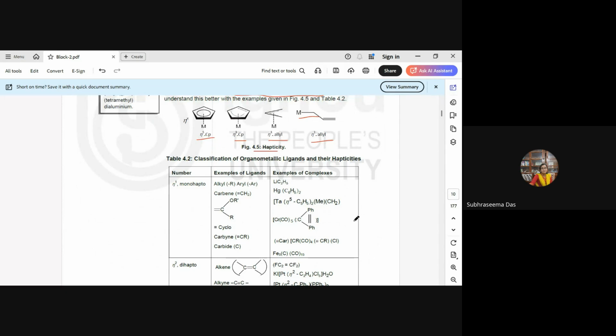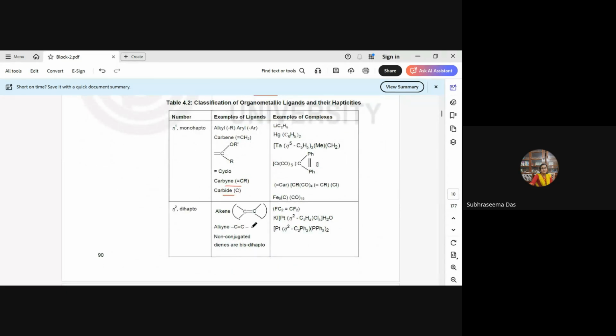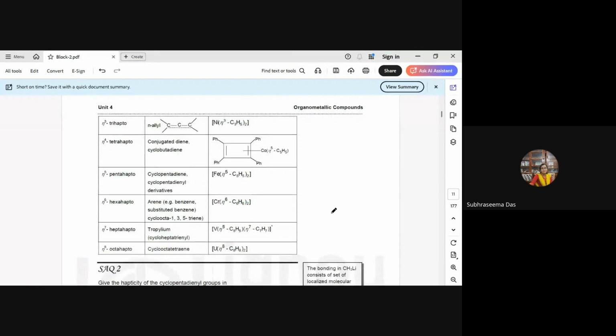So coming to classification of organometallic ligands and their hapticities. When we have monohapto, the examples are carbyne or carbide, carbene, alkyl, aryl. The complexes with the examples have been shown here. Then for dihapto, it is alkene, alkyne, and certain bridging complexes. The examples have also been shown here.